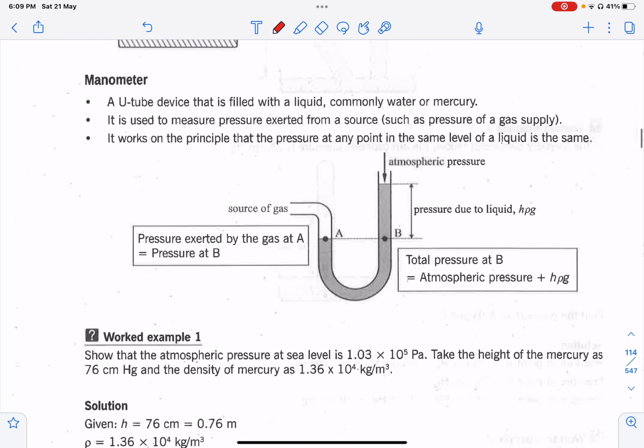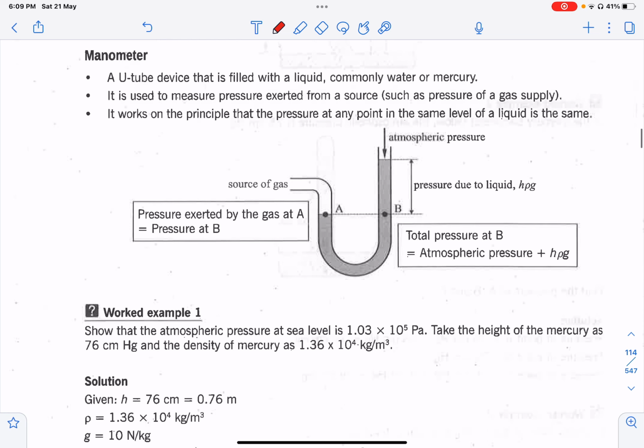Then a manometer is different from a barometer. In what sense? You can actually control the source of gas from the other side, as it is filled with a liquid commonly mercury or even water, and it's used to measure the pressure exerted from a source, like a gas supply. It works on the same principle that the pressure at any point at the same level of a liquid is the same.